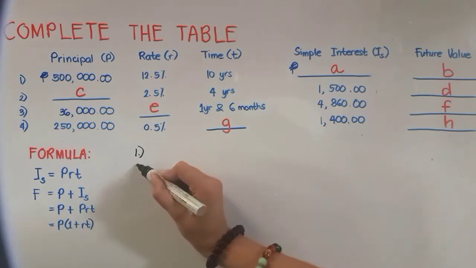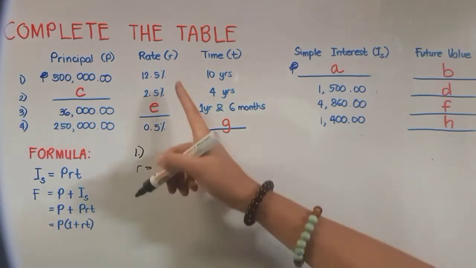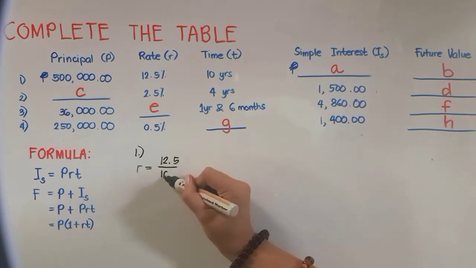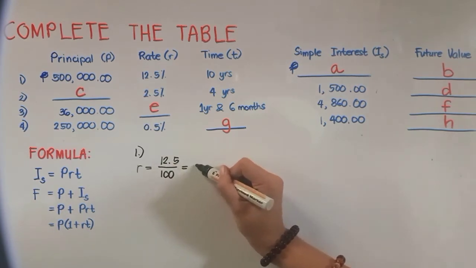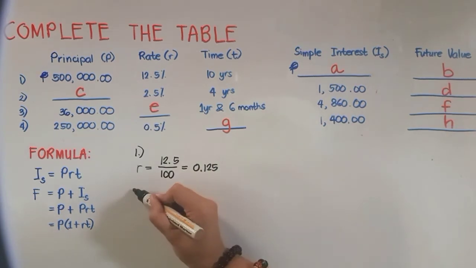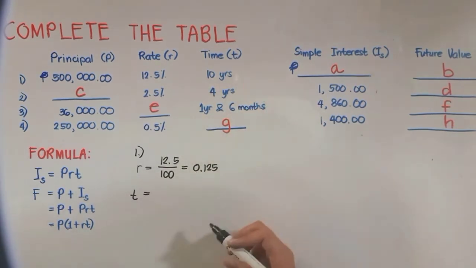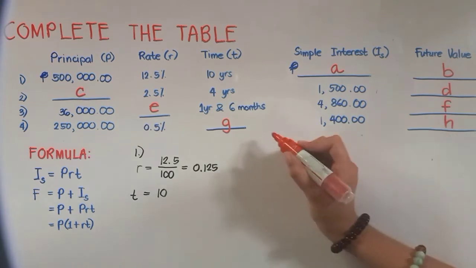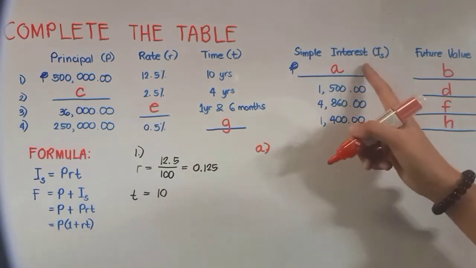Always remember that before we start answering, our rate should be in decimal. So we will divide it by 100 to get its decimal form, which is 0.125. Now our time is already in years, so just let it be and write t equals 10. Now we are ready to solve for our simple interest, letter A.